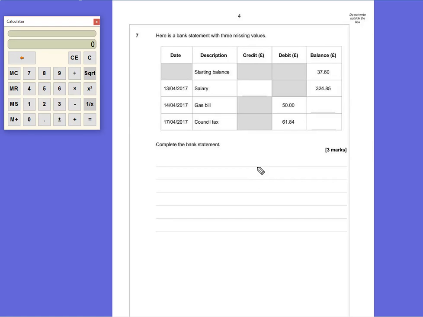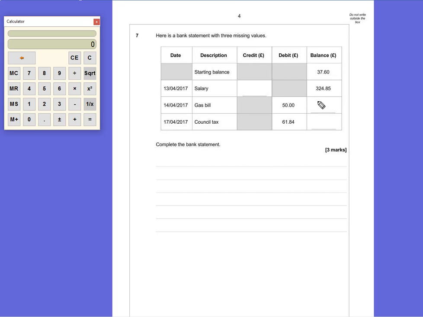Question 7. Here is a bank statement with 3 missing values. Complete the bank statement. The useful parts of this statement would be the balance, which is the amount of money in the bank, the debit, which is how much money is going out, and credit, say how much money is going in.